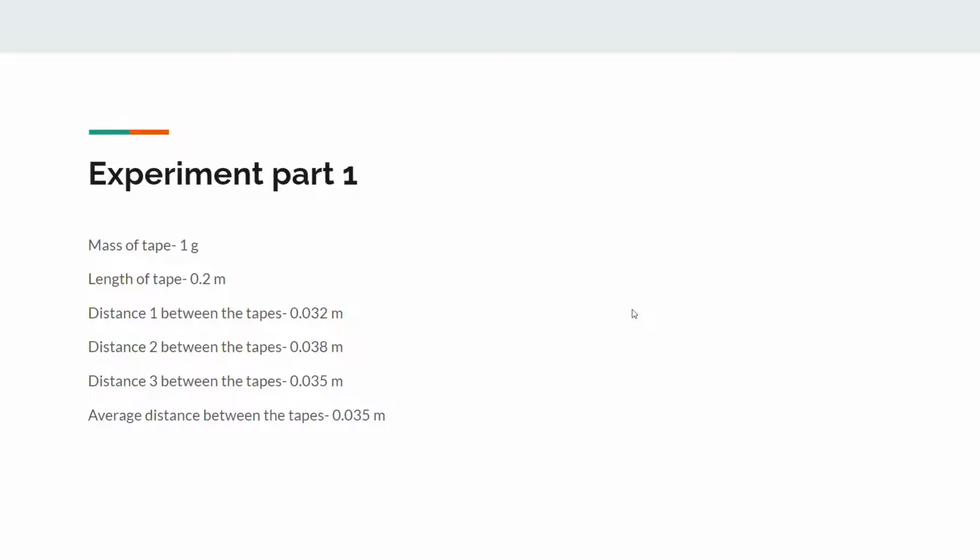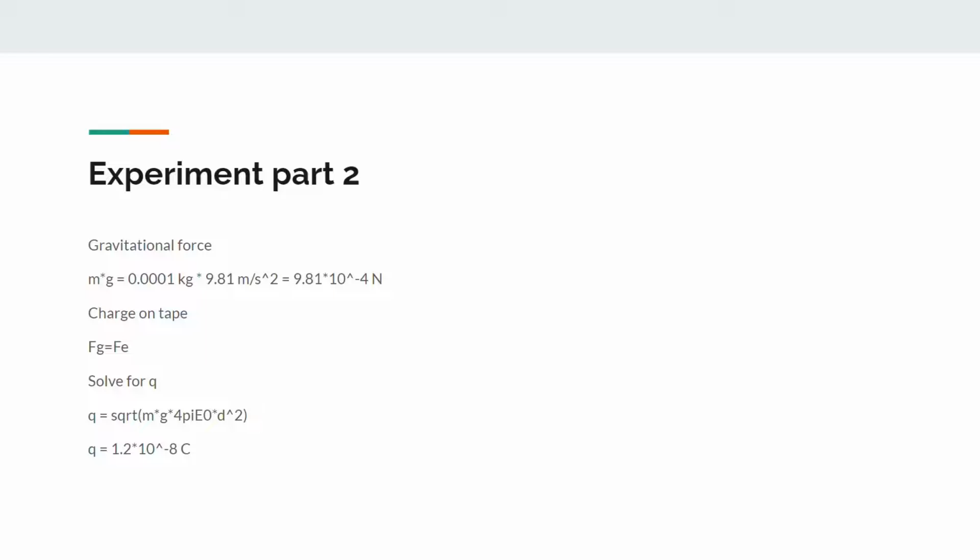So this is part 1 of the experiment. The mass of the tape was about 1 gram, and the length of the tape was 0.2 meters. For the first trial, the distance between the two tapes was 0.03 meters. The second trial was 0.038 meters, and the final trial was 0.035 meters, which gave an average distance of about 0.035 meters.